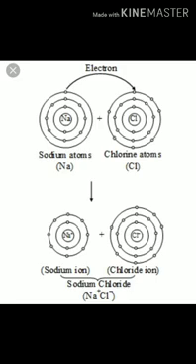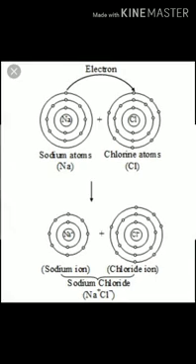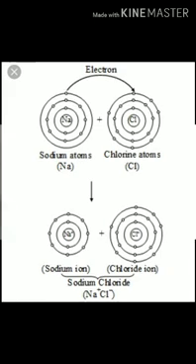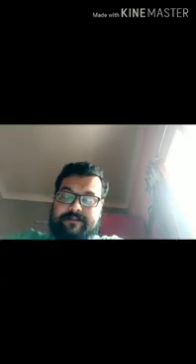If we see the formation of sodium chloride, sodium has atomic number 11, that is electronic configuration 2,8,1, whereas in case of chlorine it is 2,8,7. So sodium will give one electron to chlorine, and chlorine will take that electron, forming Na+ and Cl−, and they combine together to form NaCl.